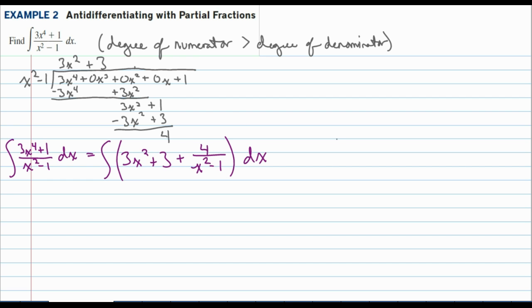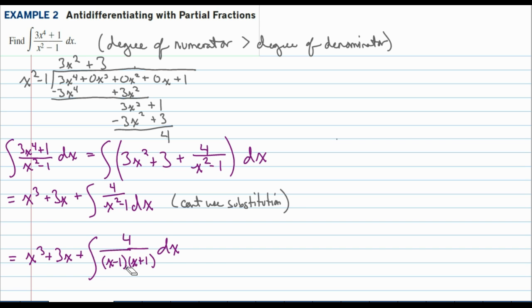Okay, so let's actually take the antiderivative of each piece at a time. So we have the antiderivative of 3x squared, which is x cubed, antiderivative of 3, which is 3x, and then this last part, 4 over x squared minus 1 dx. Well, again, you can't really use substitution, you can't really use integration by parts, so I'm going to now rewrite this as a partial fraction.